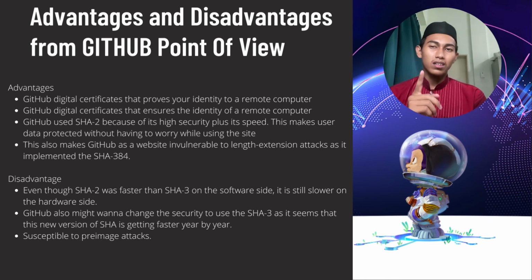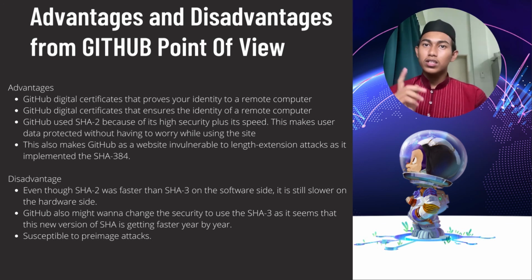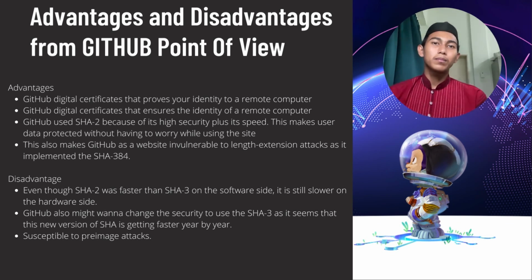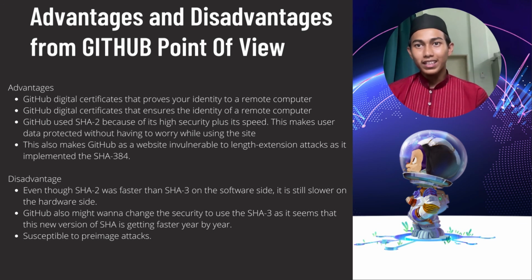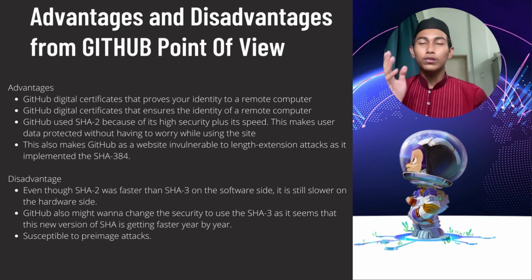And a disadvantage is, even though SHA-2 is faster than SHA-3 on the software side, it is slower on the hardware side. GitHub also might want to change the security to use SHA-3, as it seems that this newer version of SHA is getting faster year by year. And last but not least, it is susceptible to pre-image attacks. And this is the digital certificate issue for GitHub.